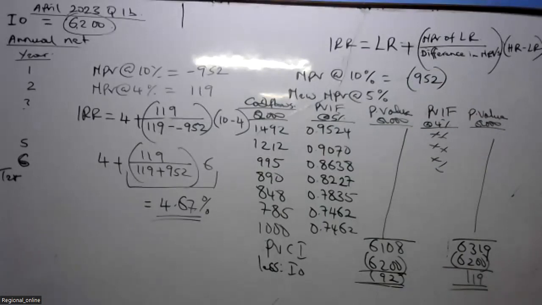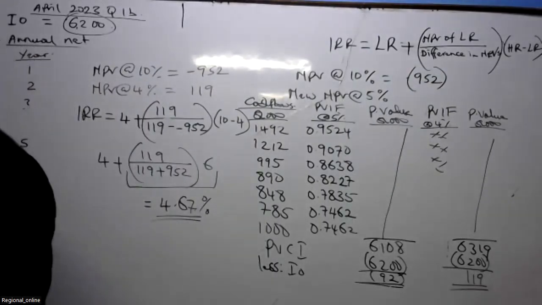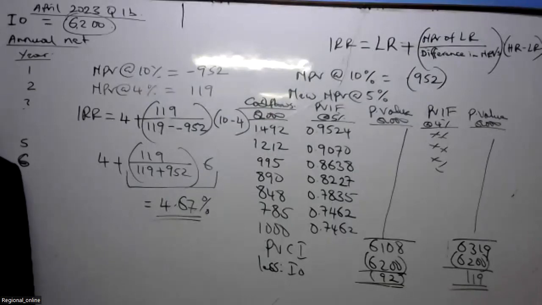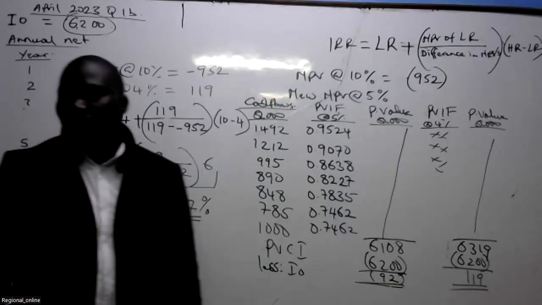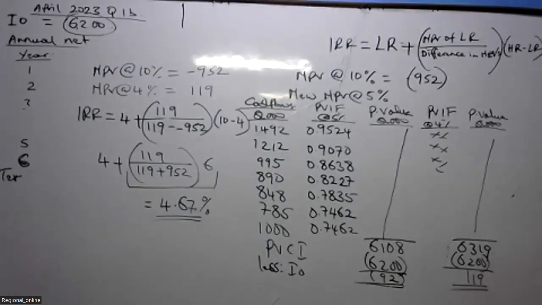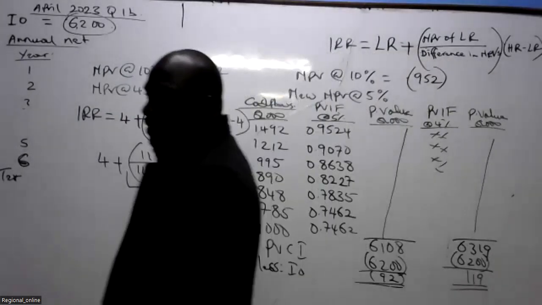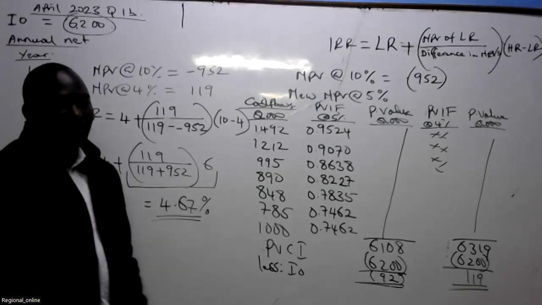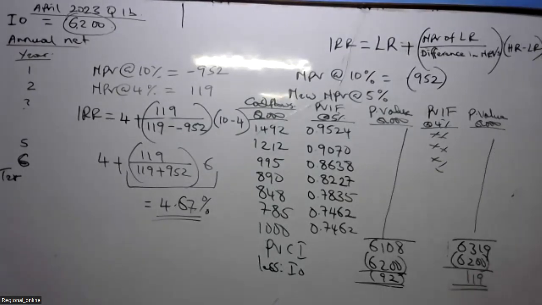So now for only 5 minutes or less, can you talk about acceptance rule? Anyway, the later note. Acceptance rule. We say a project whose IRR is greater than cost of capital is accepted. A project whose IRR is greater than cost of capital is accepted.